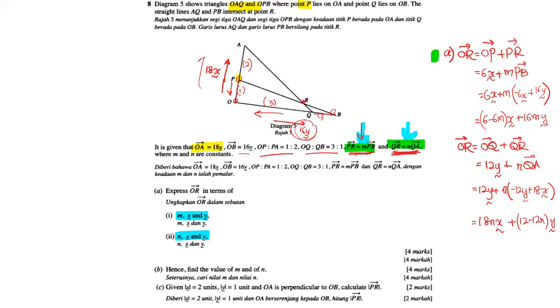You might wonder why I arranged like this. Because part B, they will ask you to find m and also n. So I do that because I want to compare vector x group and vector x group. Because both also OR, so they must be the same. Then I must compare 16m with this one. It should be the same, right?